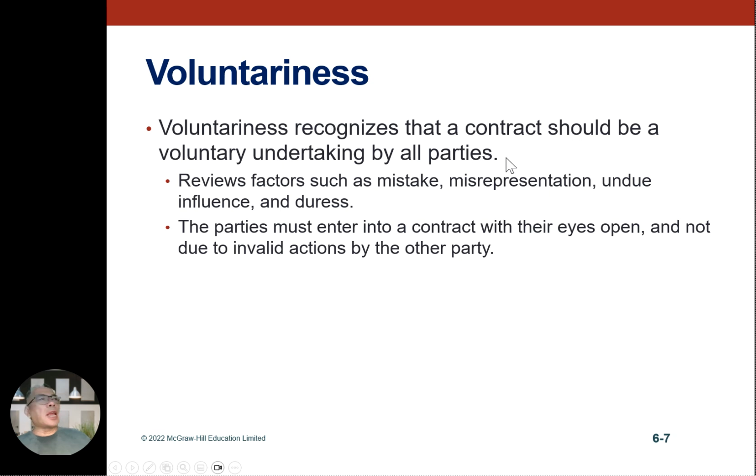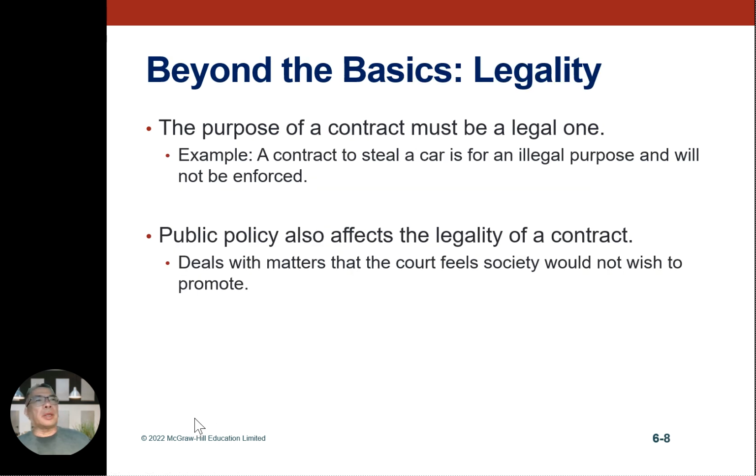Voluntariness. Recognize that a contract should be a voluntary undertaking by all parties. Review factors such as mistake, misrepresentation, undue influence, and duress. The parties must enter into the contract with their eyes open and not due to invalid action by the other party.